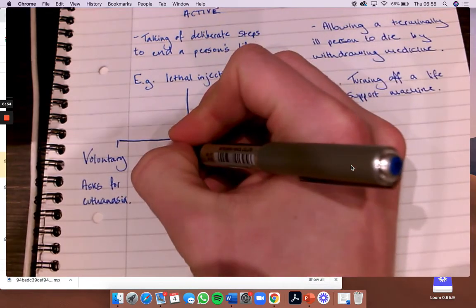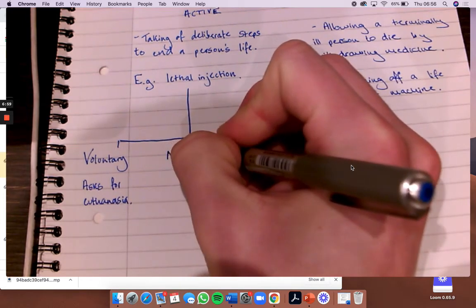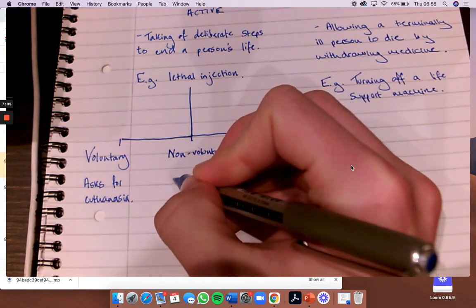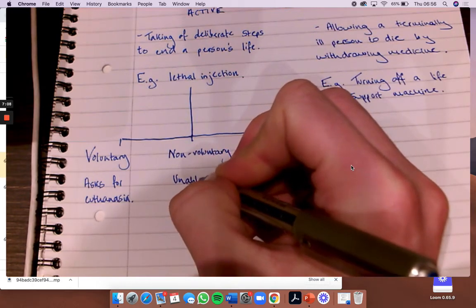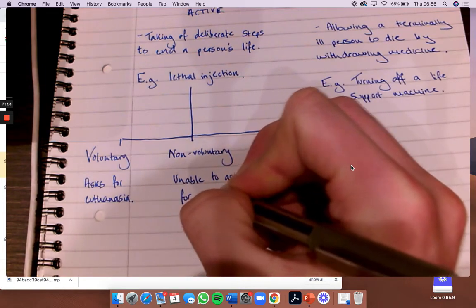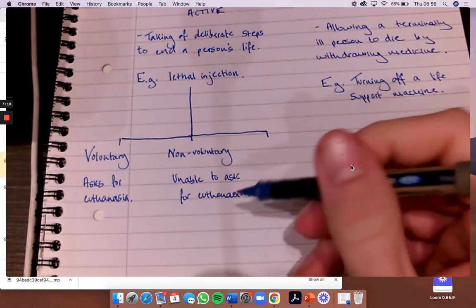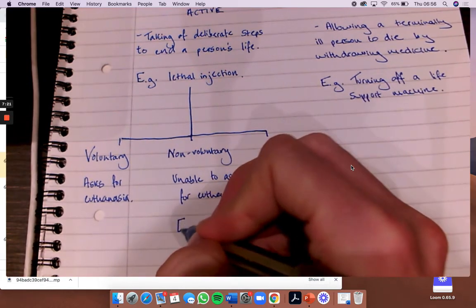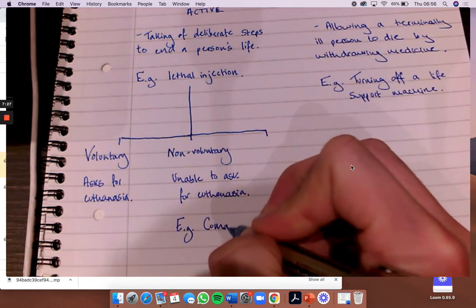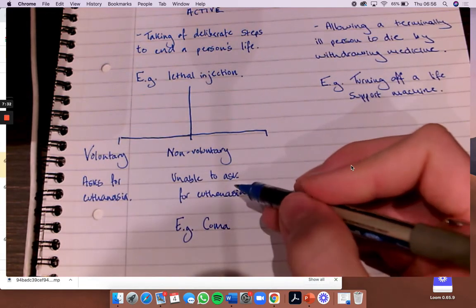The next type is non-voluntary. Okay, and this is when someone is unable to ask for euthanasia, but the family or doctor still use it. For example, in the case of someone who is in a coma, someone who isn't able to ask for it, but would want it anyway.